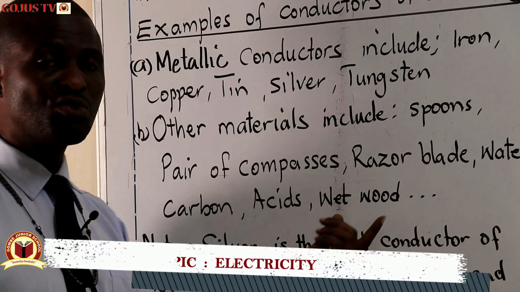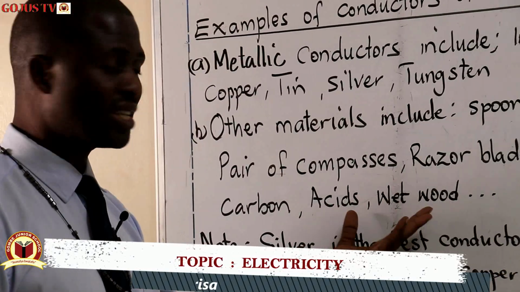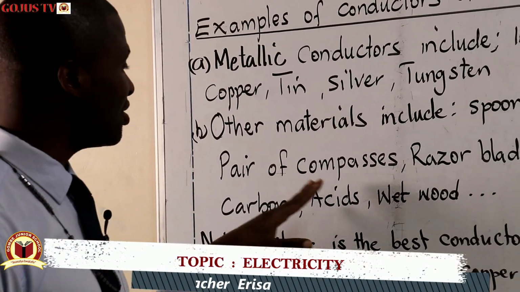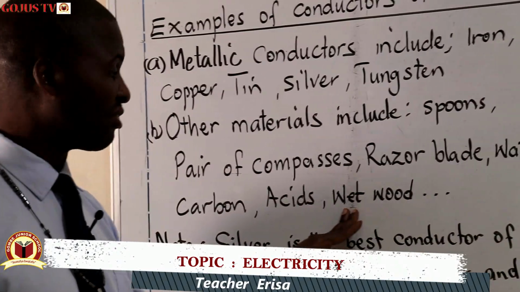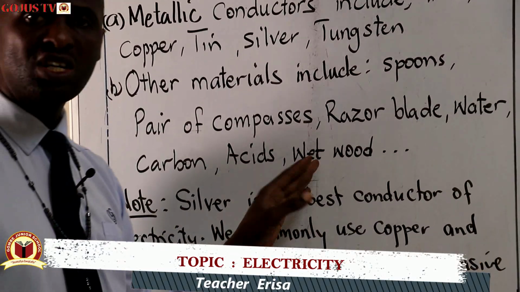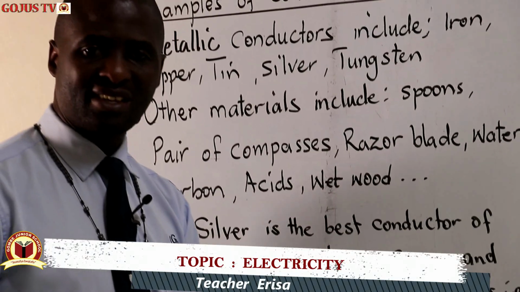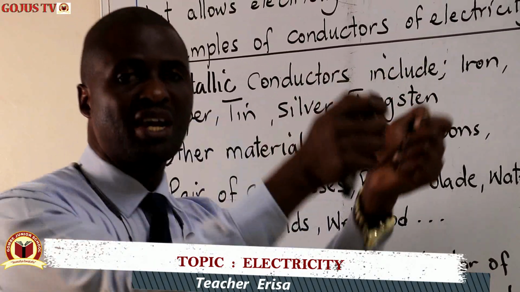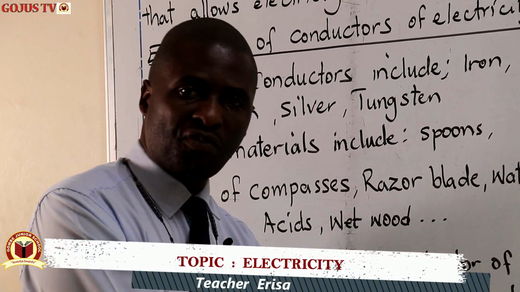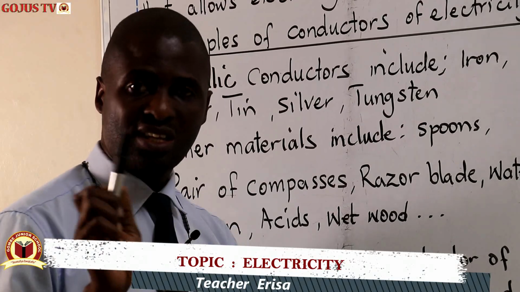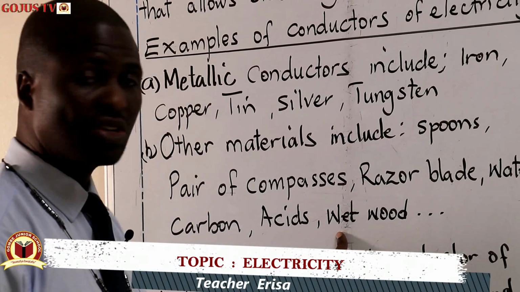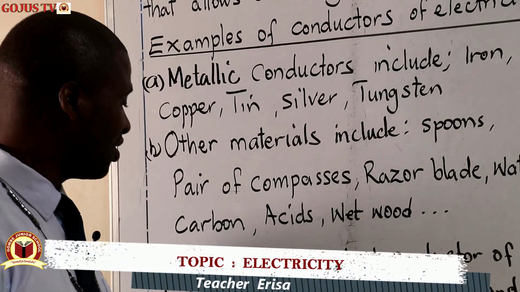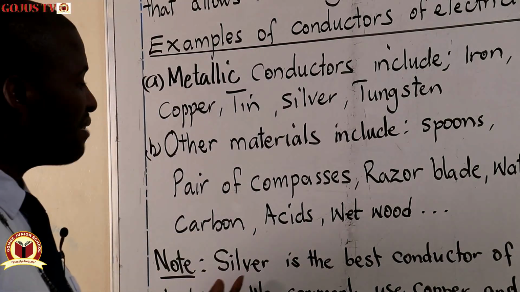Acids and wet wood. These are some of the few examples I've given as materials that allow electricity to flow through them. So wet wood, if you got a wet stick, a stick from a branch of a tree, and you use it also to fix in the electric socket, you can be electrocuted because it allows electricity to flow through it.